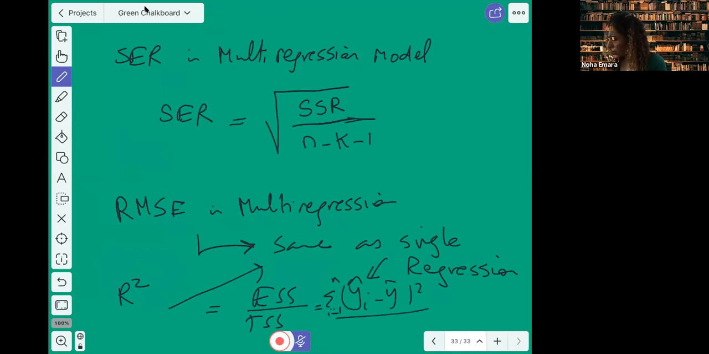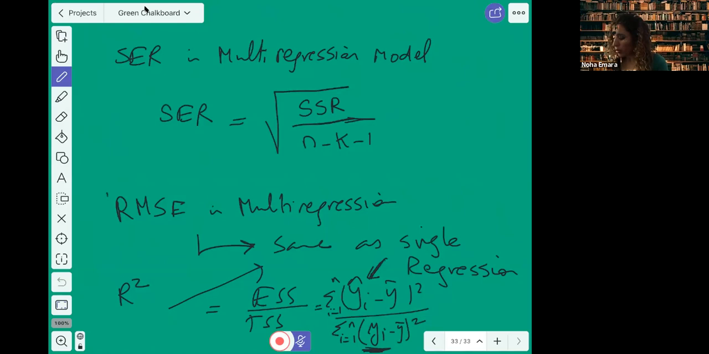So it's exactly the same equation. We're not going to change anything, I'm just repeating it. What is different now is that the model itself has more than one X. The estimation also has more than one X. That's it, but the equation is exactly the same.